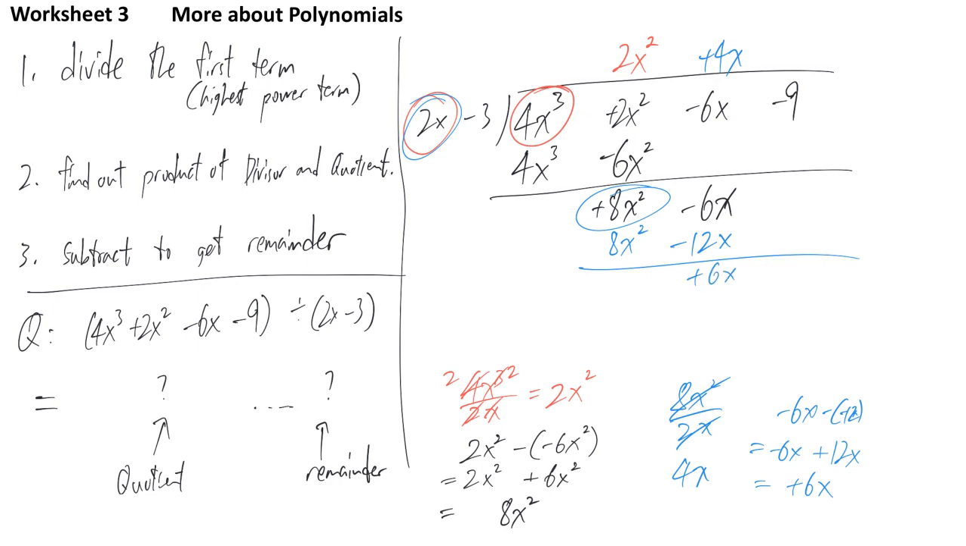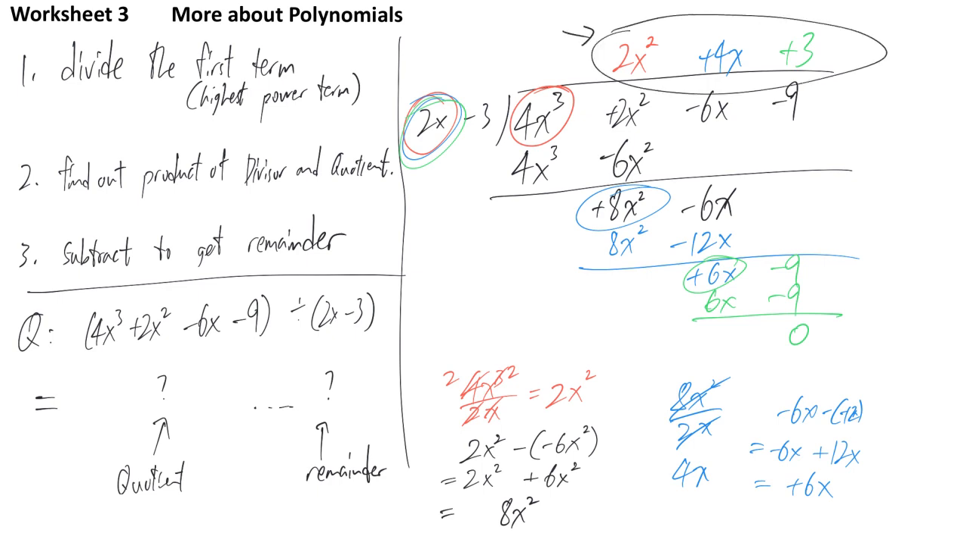Now the final cycle, 6x divided by 2x, that means positive 3. And then we write down 3 times 2x is 6x, 3 times negative 3 is negative 9. Again, we don't have any remainder here. So this is our result, which in math we call the quotient. And this is anything left which is not divisible, but the whole thing is divisible, and this is called the remainder here.